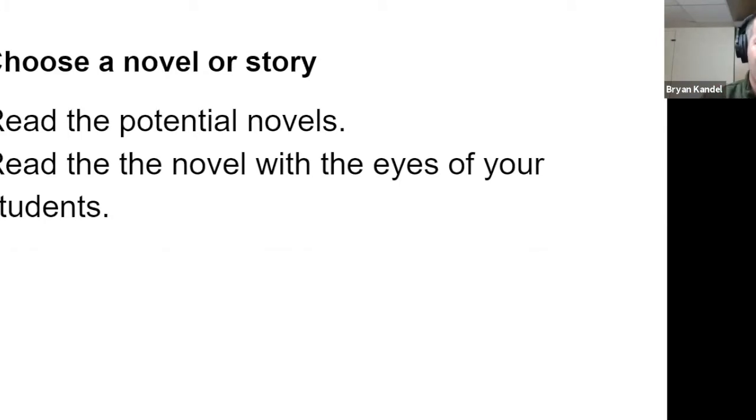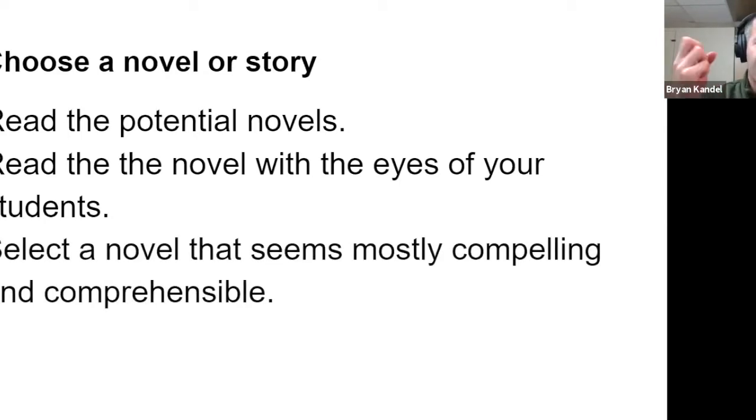So read it through the eyes of your students, and then select one. Select a novel that seems mostly compelling and comprehensible. Now, when you're selecting a novel that you want to use, it doesn't have to be 100% comprehensible, because you're going to help with that along the way. It doesn't have to be 100% compelling, because you're going to help with that along the way. You're going to make it compelling. You're going to make it comprehensible.